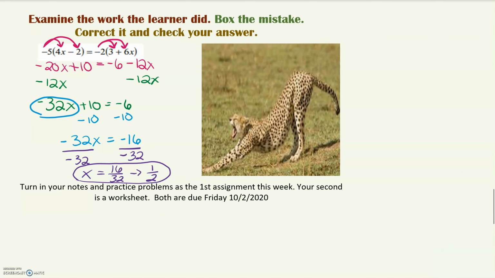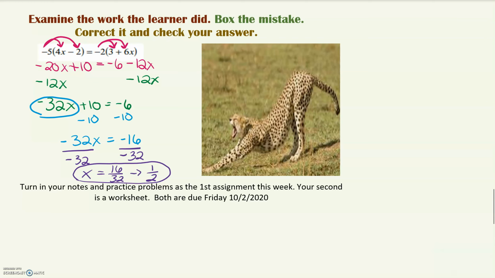In this last problem, a learner did a lot of really nice organized work. However, there is a mistake that happened. I need you to find that mistake, box it, highlight it, do something about it that's really obvious so that you know that that's the mistake. I then need you to correct it. And then when you correct it, that means that you are solving for x. You are finding what the x value really is. So I'm letting you know right now that x does not equal 1/2.